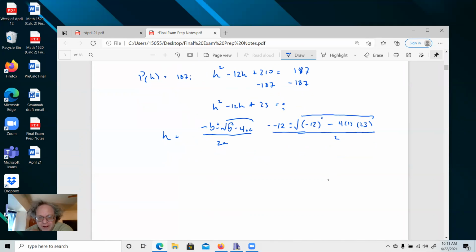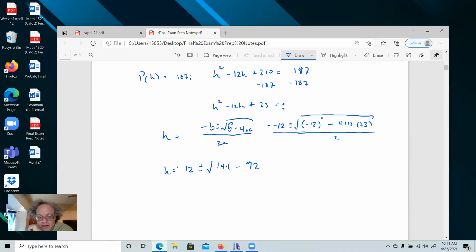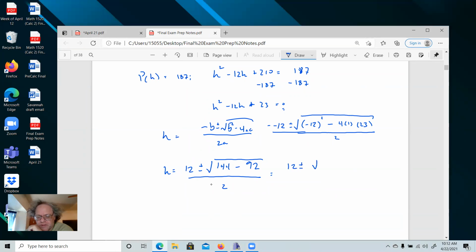So what we're going to have here is h equals 12 plus or minus the square root of 144 minus 4 times 23, which is 92, divided by 2. What is 144 minus 92? Yeah, I'm really lazy today. 144 minus 92 equals 52 here. So this is 12 plus or minus the square root of 52, all divided by 2.